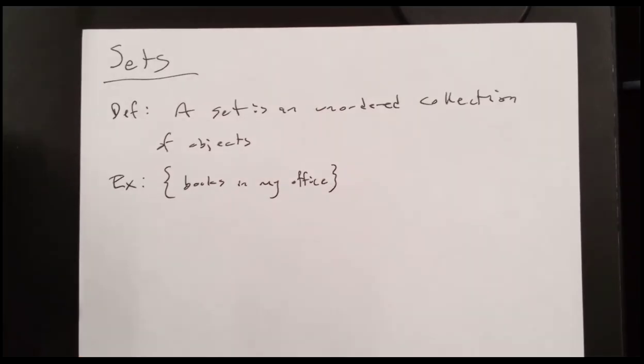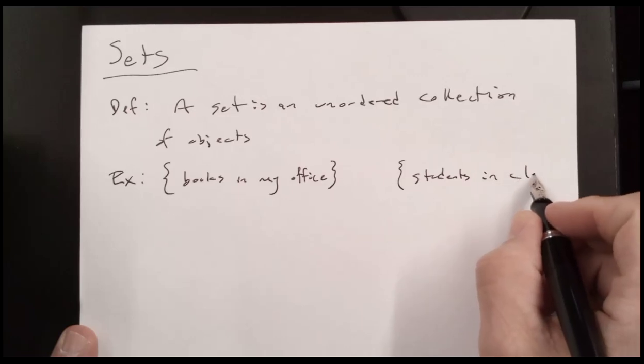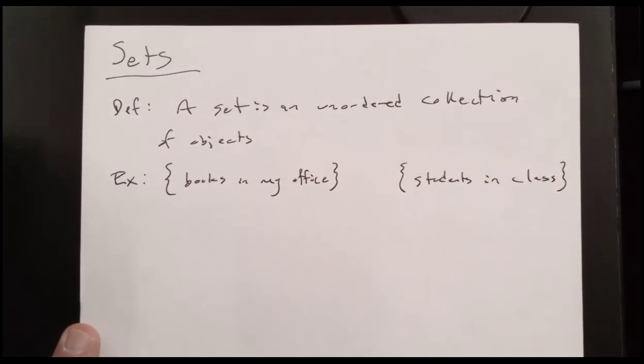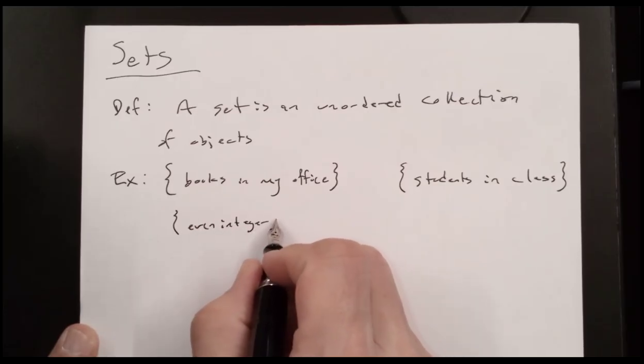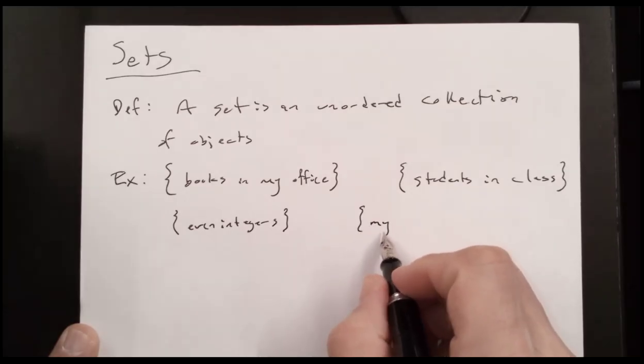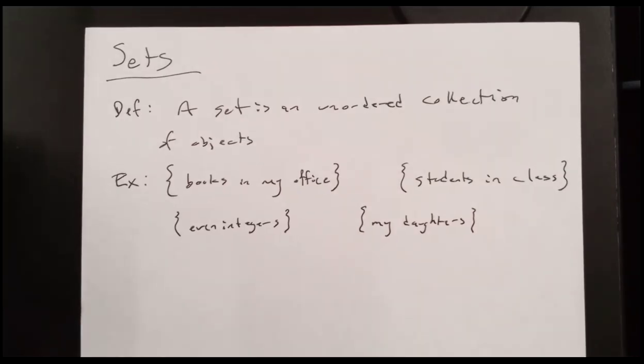I can think of the set of all the books in my office, the set of all the students in a class. I can think of the set of even integers. And think of the set of my daughters. But what I've done is I've given a definition. An object must have this property, this description, to be a member of this set. So the items in a set are members or elements.